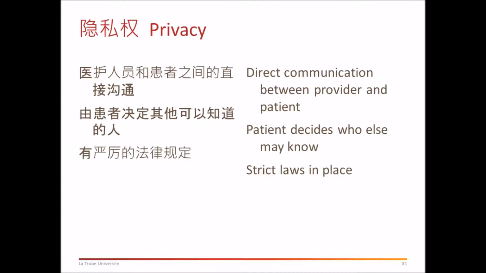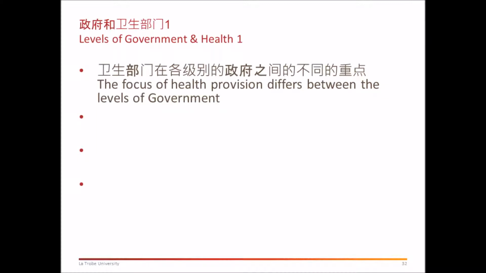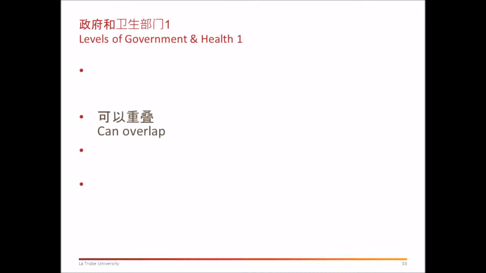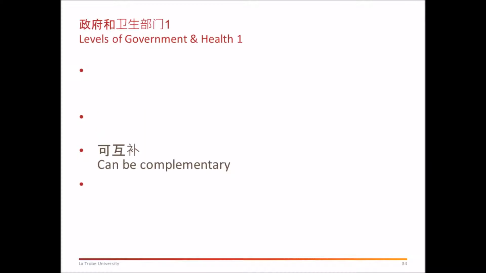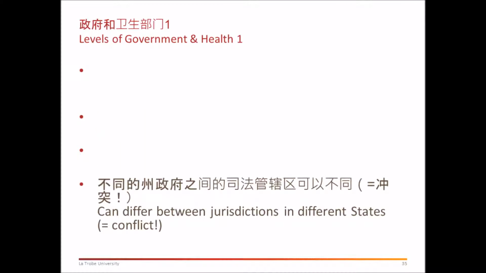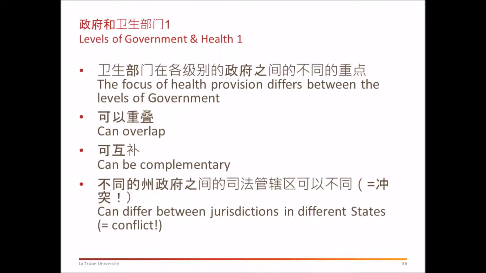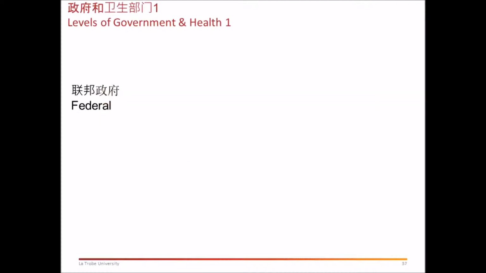If we consider how the health system is governed, in Australia we have 3 levels of government. And the focus of health provision differs between these levels of government. The problem is they can overlap, but often they're more likely to be complementary. And it can differ between jurisdictions, or policy can differ between jurisdictions in different states and the Commonwealth, which can lead to conflict at times.